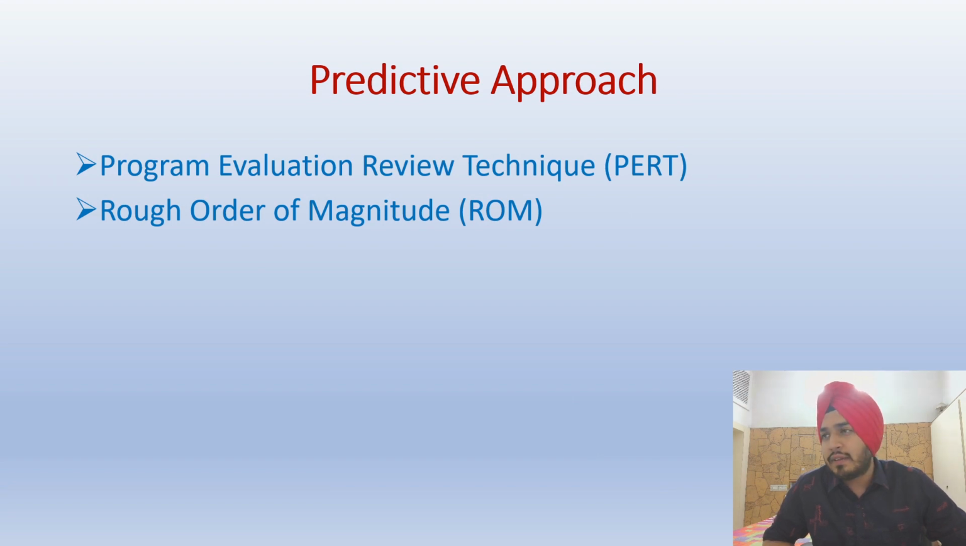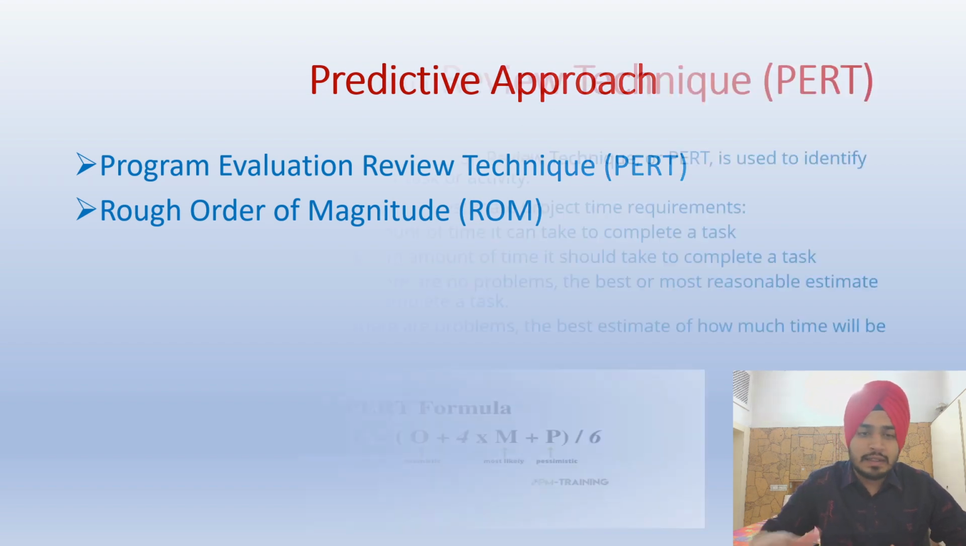Now for the predictive approach. The predictive approach is used when we have a waterfall methodology. That means we have activities instead of user stories, activities such as requirement gathering, development, testing, and the like. The technique that can be used is the program evaluation review technique, that is PERT, or rough order of magnitude. So let's first discuss what the PERT technique is.